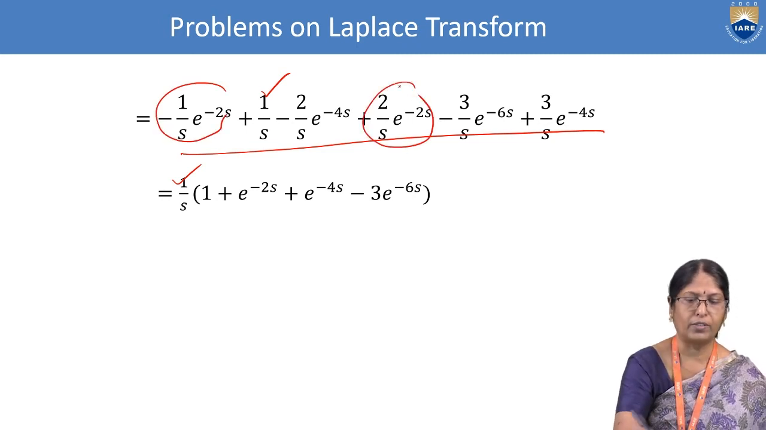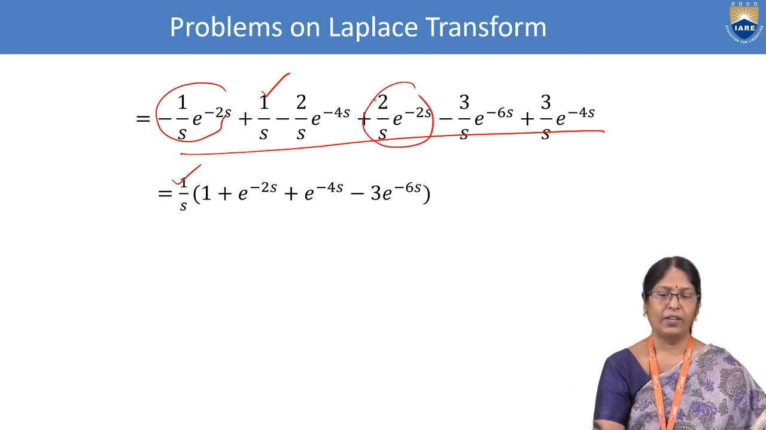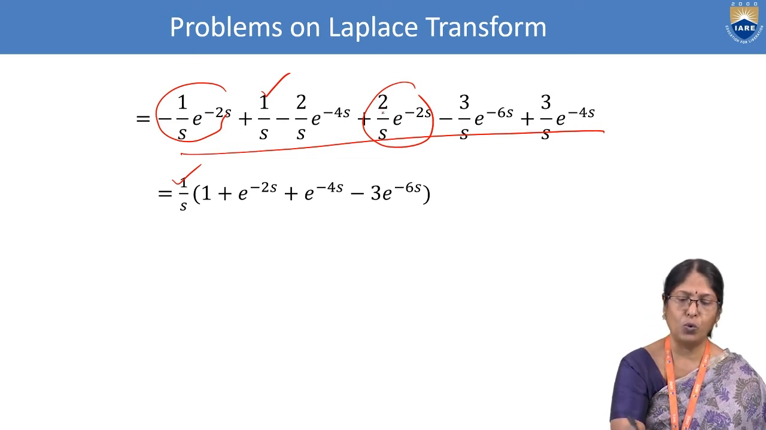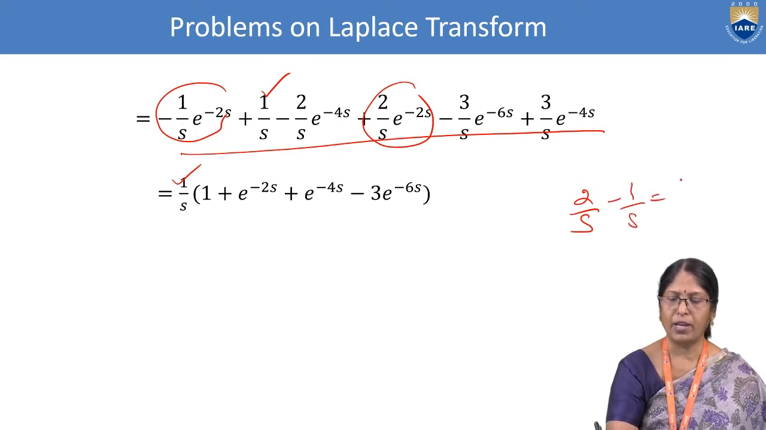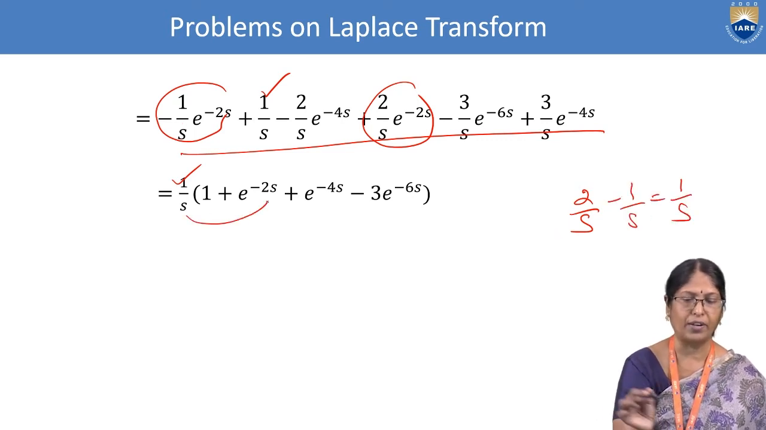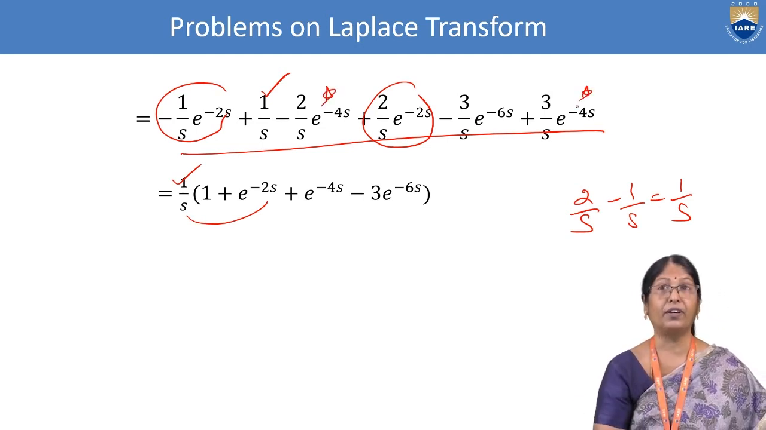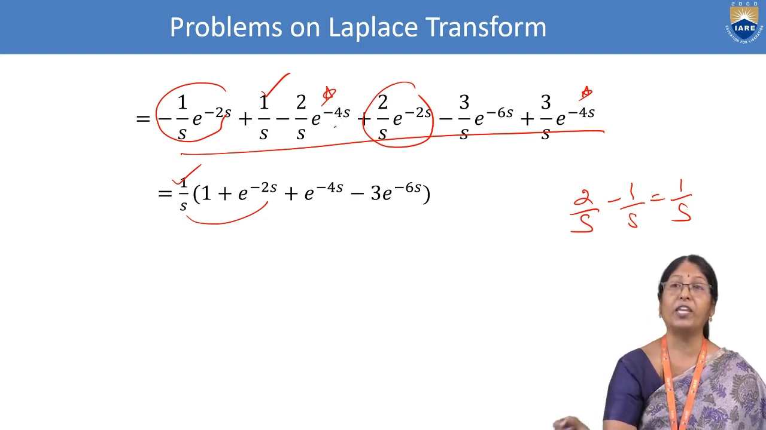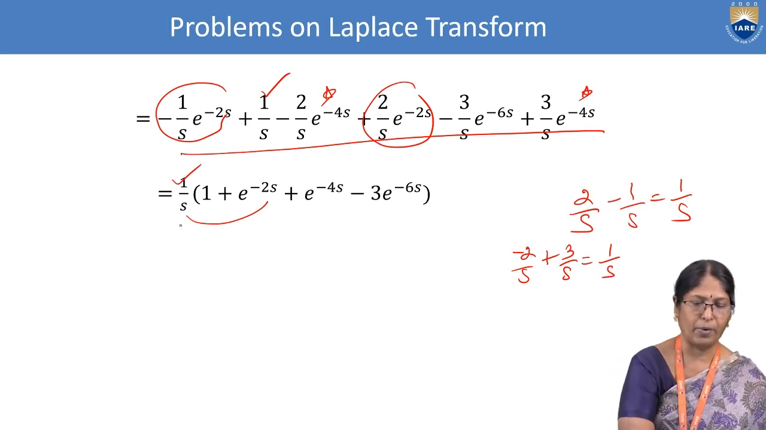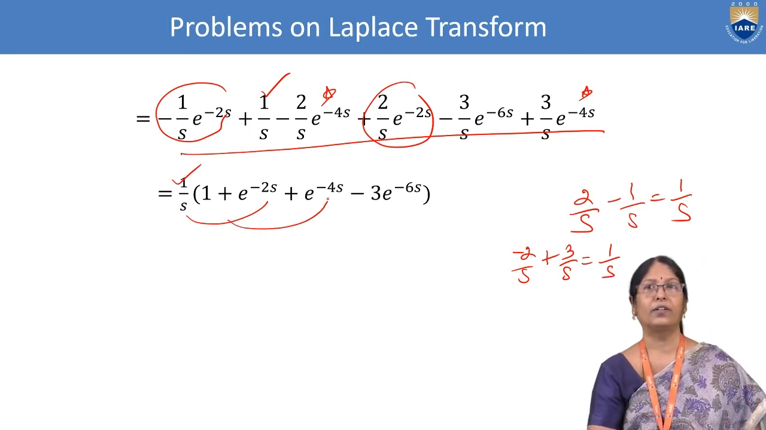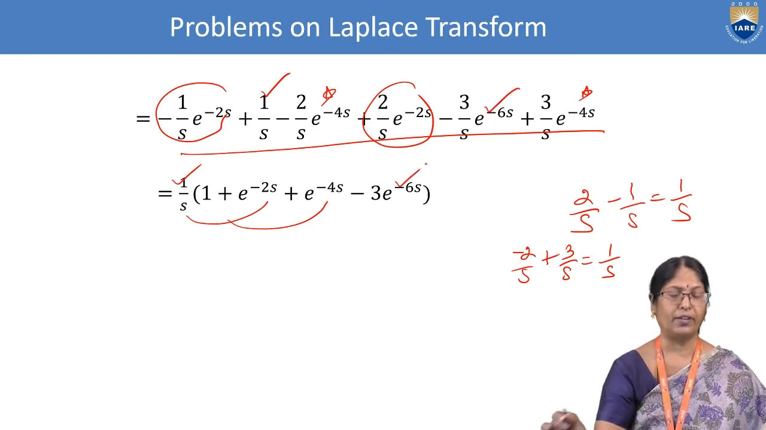This one, what I circled here, e power minus 2s, here 2 by s is there, here minus 1 by s is there, it's nothing but 1 by s, that's what is written here. Next, e power, this one I'm putting the star, you can notice it here, e power minus 4s, here also e power minus 4s, this is minus 2 by s, this is plus 3 by s, it's nothing but 1 by s. So this 1 by s itself, this term also we got. The last term is written here.